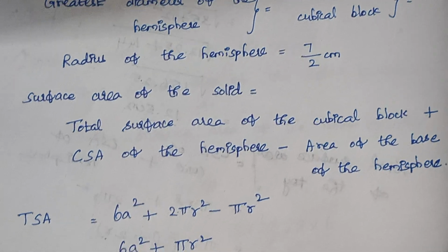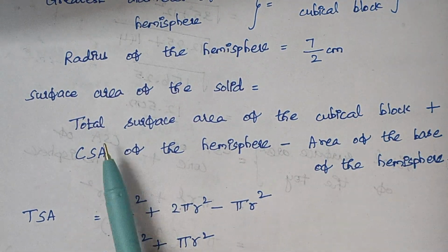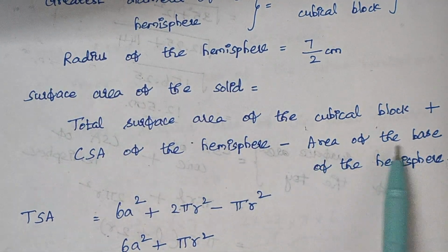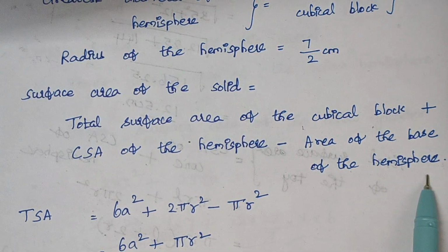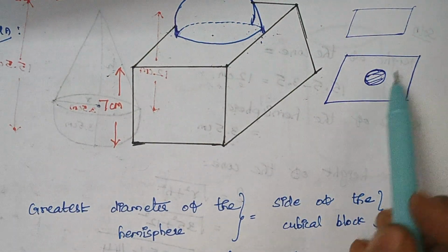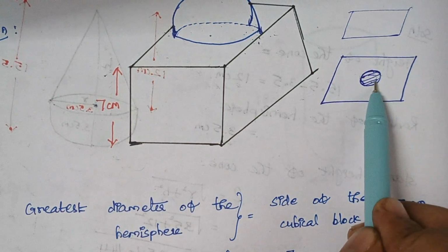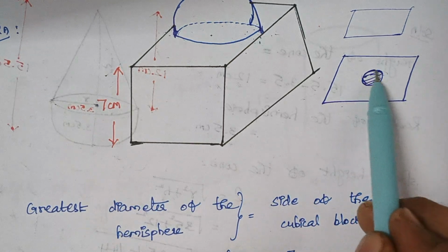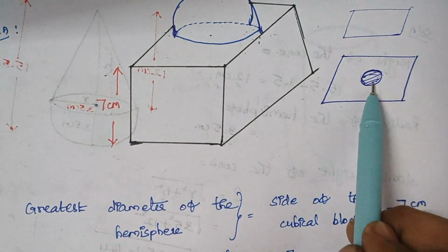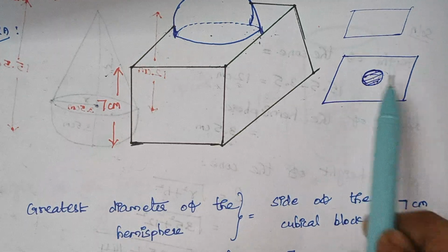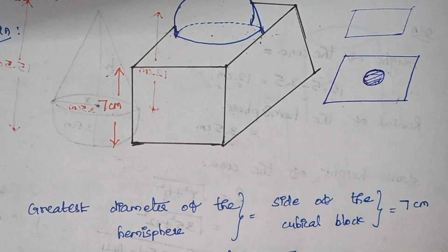So here comes the formula. The total surface area of the solid is nothing but the total surface area of the cube plus CSA of the hemisphere minus the area of the base of the hemisphere. I believe you people can understand why we are subtracting the base. Because this base forms a part of the hemisphere, and while calculating the total surface area, we have to eliminate this part because it occupies some part of this cube, right?